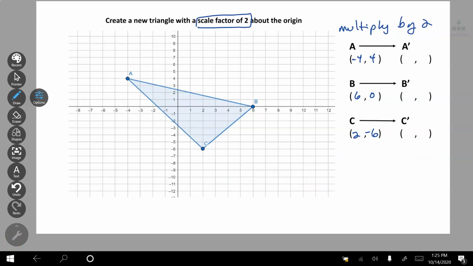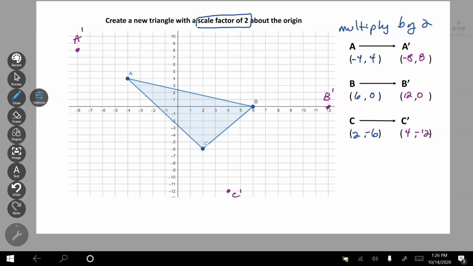So this is the same type of problem as before, except our scale factor is now 2 instead of a half, so we're multiplying all the x's and y's by 2. So negative 4, 4 becomes negative 8, 8. 6, 0 becomes 12, 0. And 2, negative 6 becomes 4, negative 12. And I'm going to plot all these points. Negative 8, 8 is right here. That's my A prime. 12, 0 is here. That's my B prime. And 4, negative 12 is here. That is my C prime.